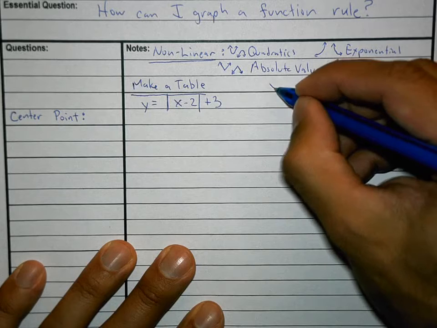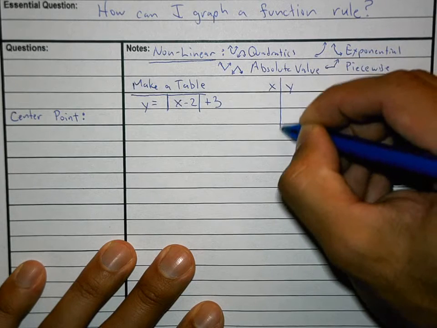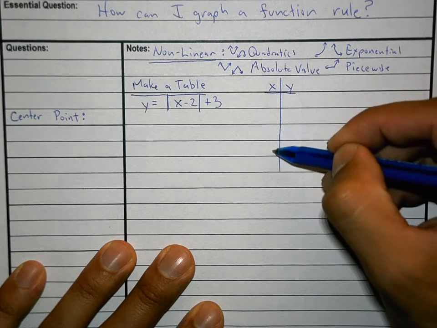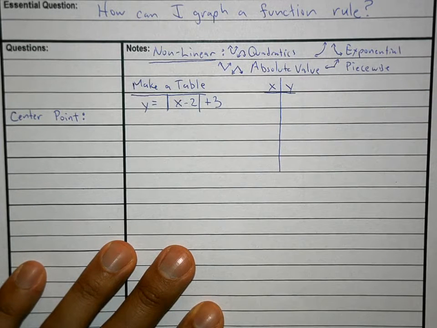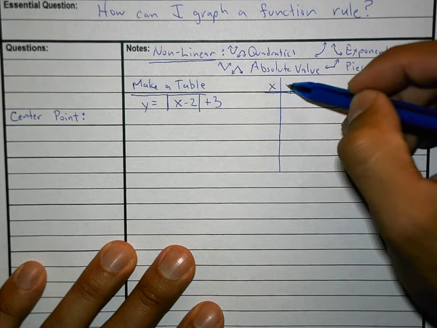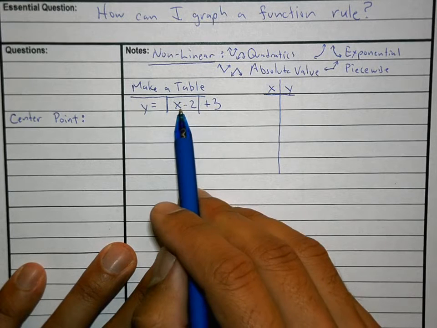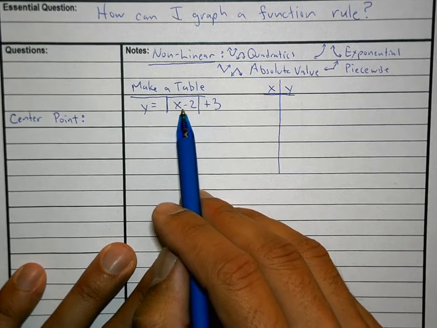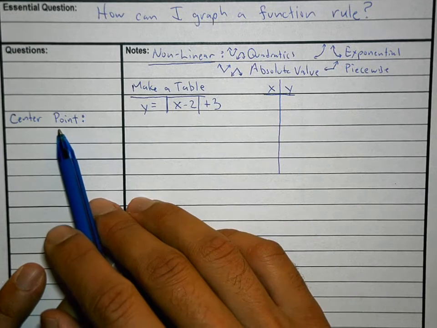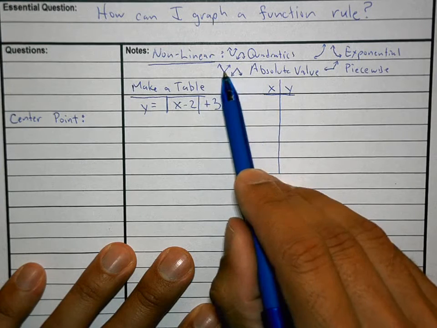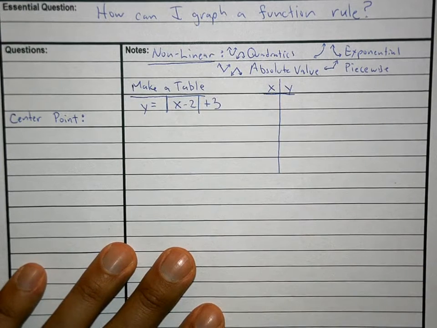But what I want you to do is make an x and a y, and then have room for 5 numbers. 1, 2, 3, 4, 5 lines on my piece of paper. I have an x, a y, and then I have 5 different lines that I could use when I make this chart. This is an absolute value function. It should make a V-shape. But the hardest part is figuring out what is your center point, or the bottom or the top of this absolute value function.